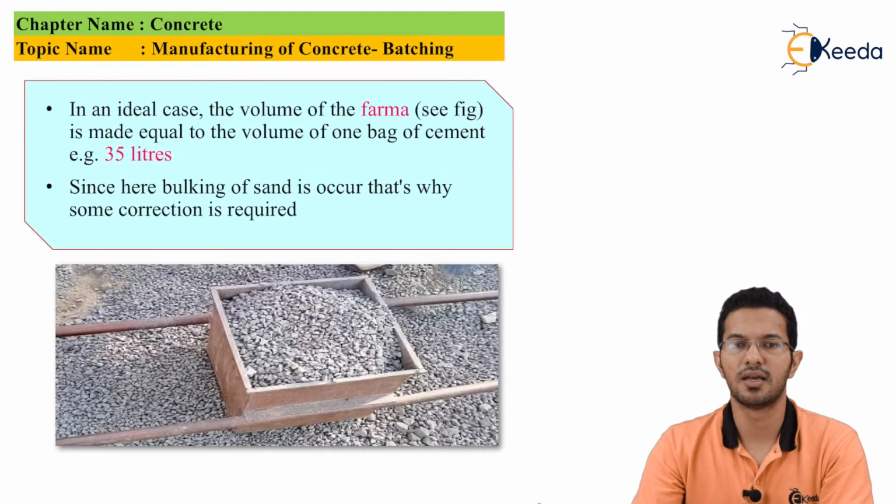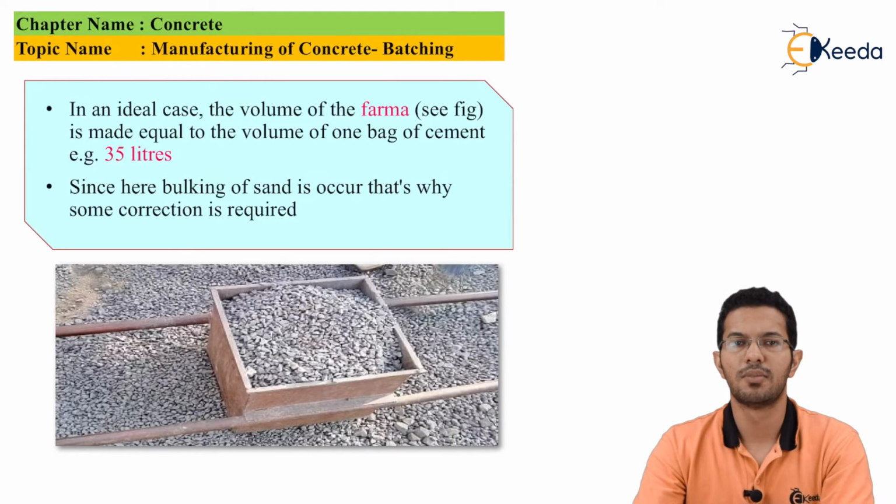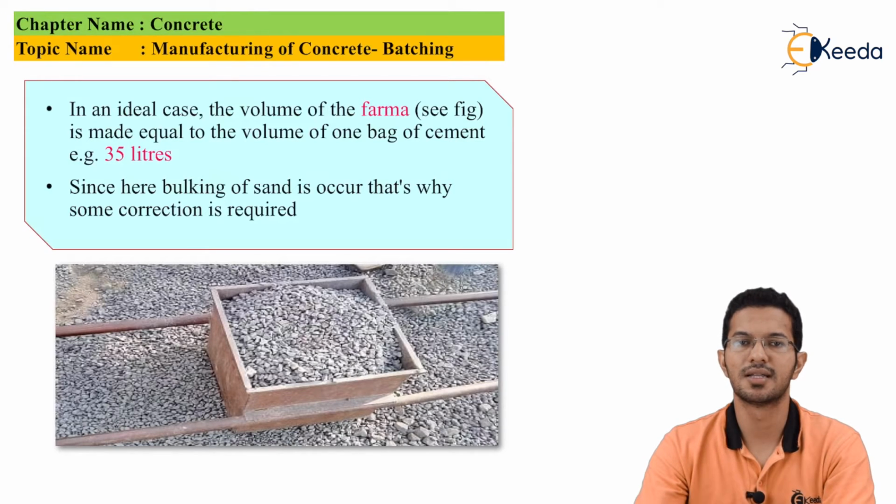The effects of bulking of sand should be incorporated while volume batching, as sand has a tendency to increase its volume at a water content of 4 to 5%. Hence, correction for bulking of sand must be done if volume batching is adopted. Volume batching is generally preferred for smaller work. It requires skilled supervision because correction for the bulking of sand is to be applied. That is why it is fast, but it is less accurate due to the bulking of sand effect.